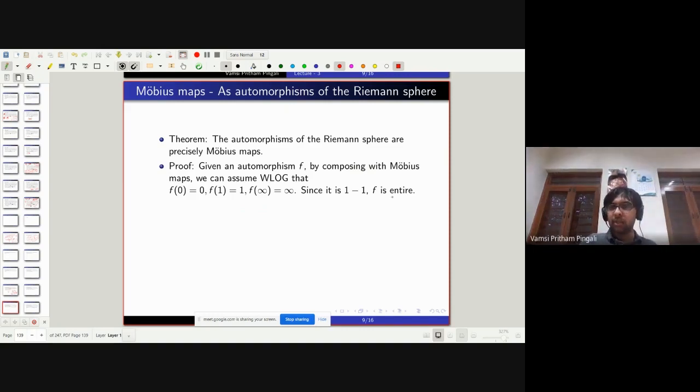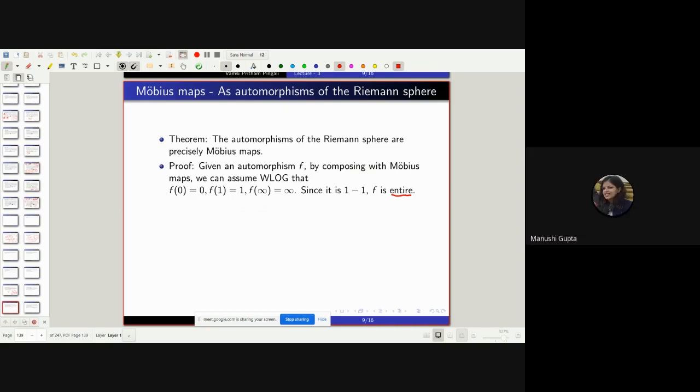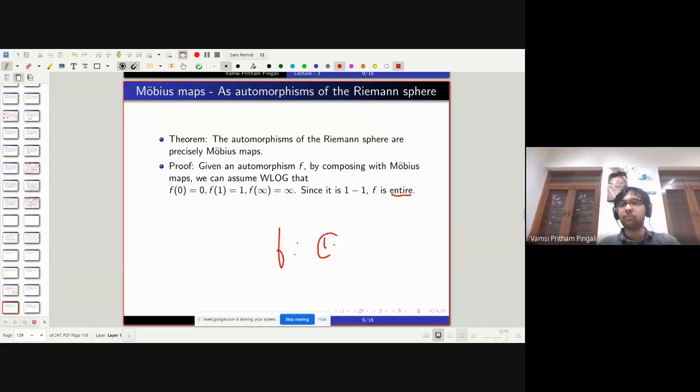First of all, what is the meaning of an entire function? I hope you've seen this terminology. Yes, f is complex differentiable everywhere. So f is a holomorphic function on the entire complex plane. It has no singularities whatsoever.